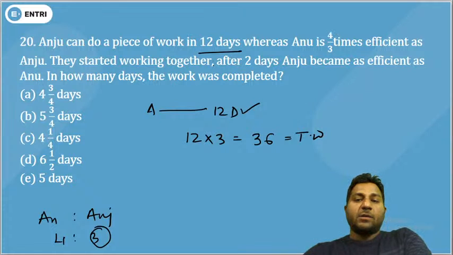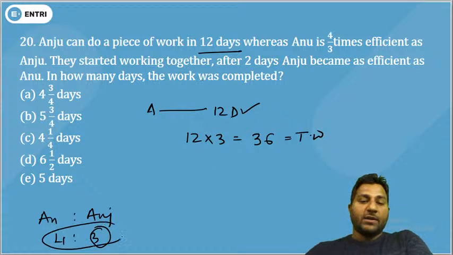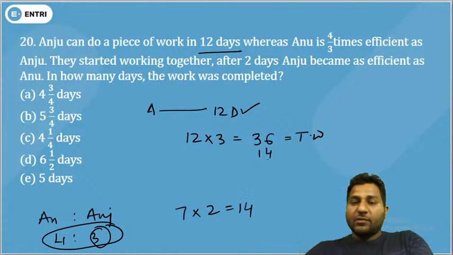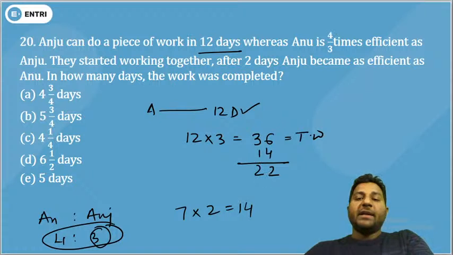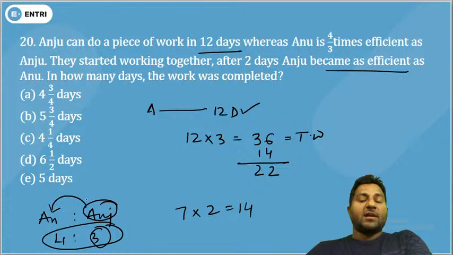Now, they started work together. After 2 days, Anju became as efficient as Anu. Alright, it is a very, very good question. They started working together, but after 2 days they must have completed 14 work. That means only 22 work has been left, and Anju became as efficient as Anu. That means Anu has 4 efficiency, which means Anju will also have 4 efficiency.